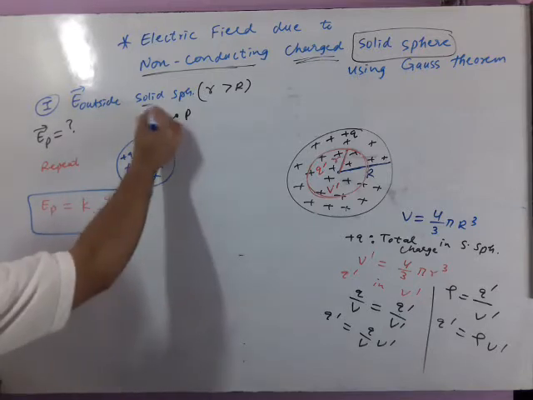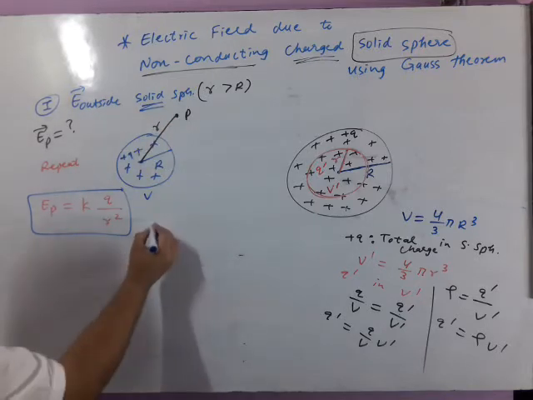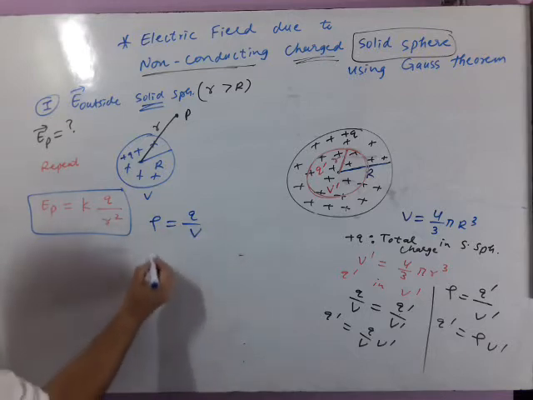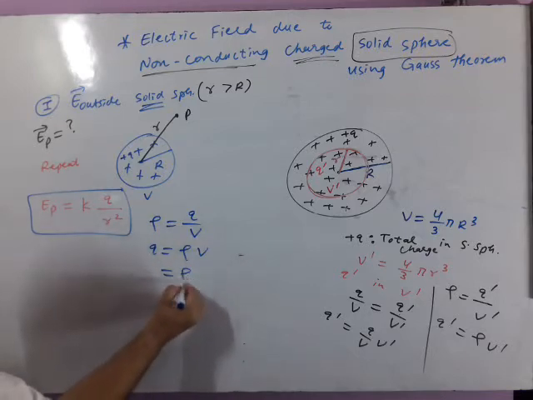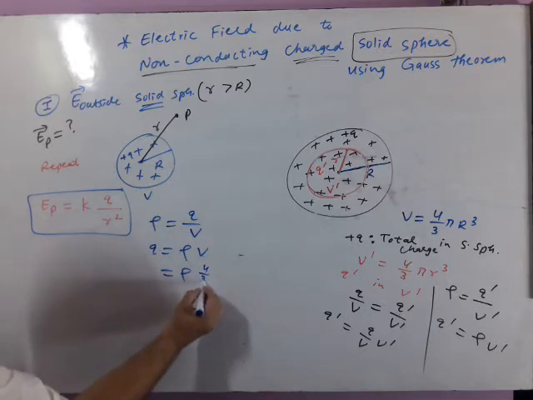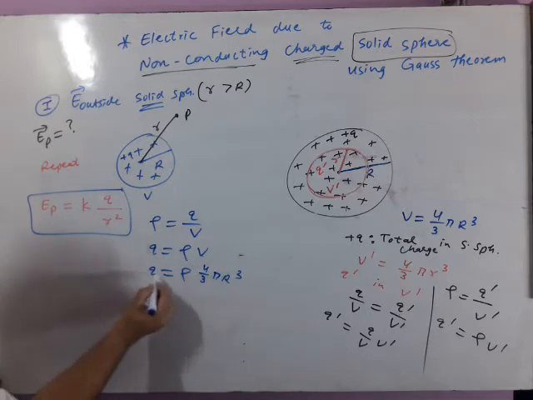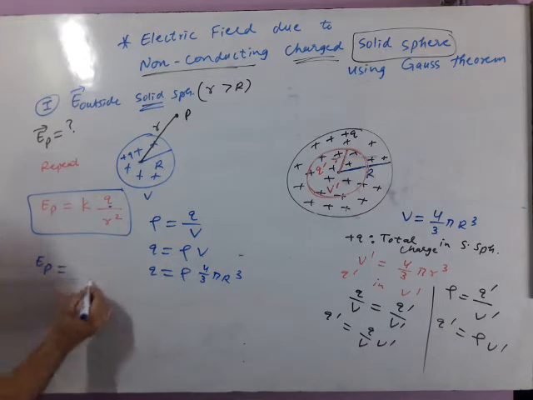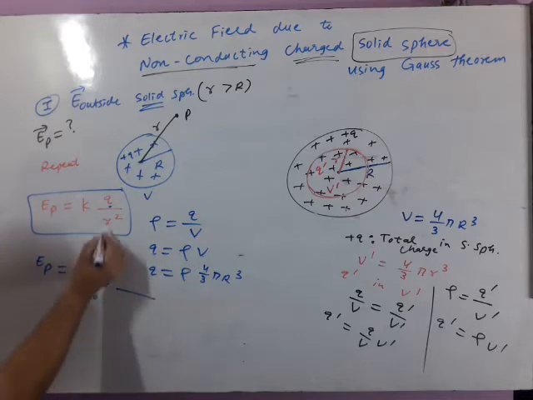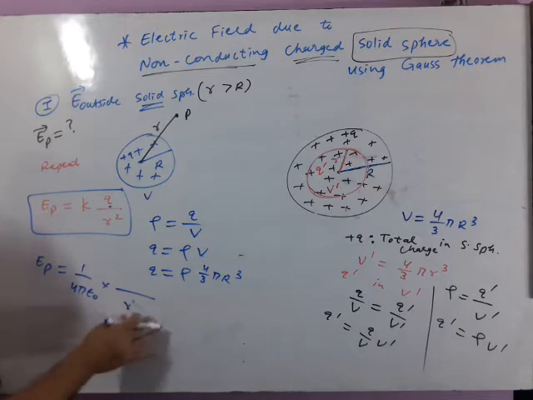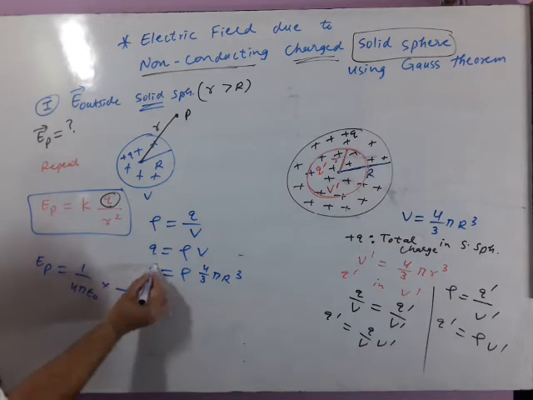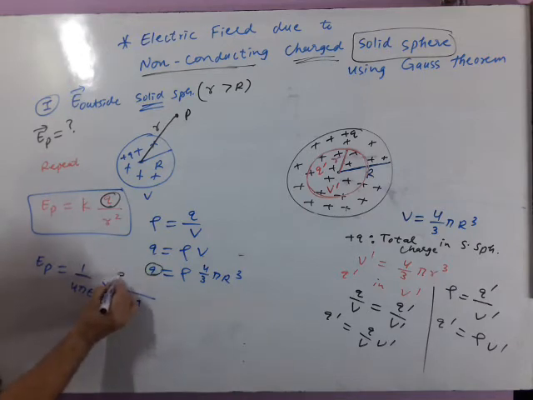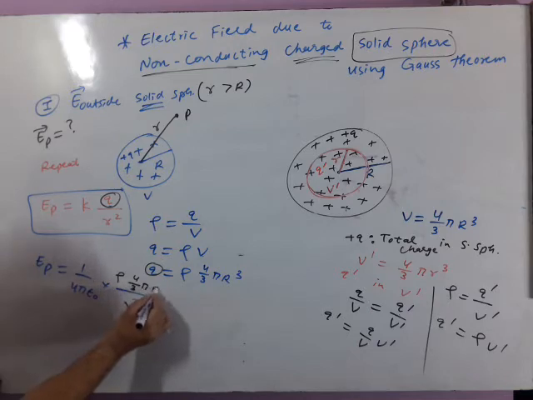But with reference to the solid sphere, you can change this. Volume charge density is Q by V, so Q will be rho into V. And the volume of the whole sphere is 4 by 3 pi R cube. So you can change Q like this. So the outside point electric field will be K, 1 by 4 pi epsilon naught upon r square, into Q. Now put the value of Q: it is rho into 4 by 3 pi R cube.